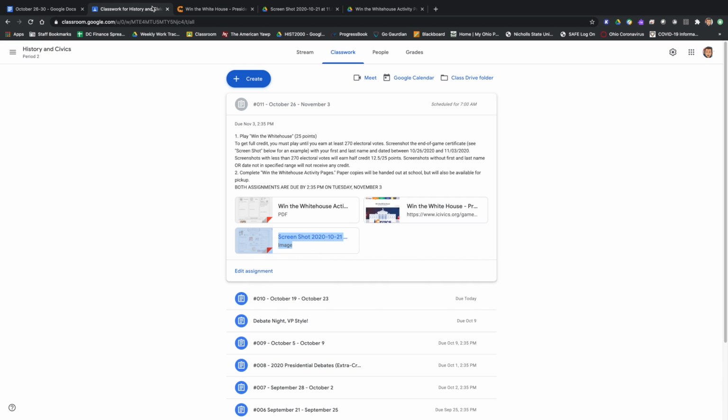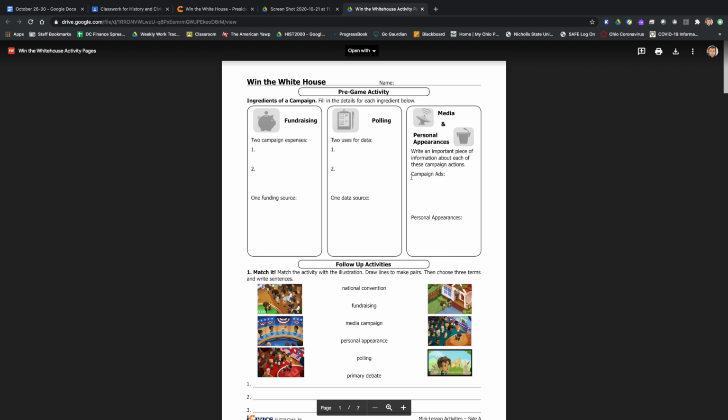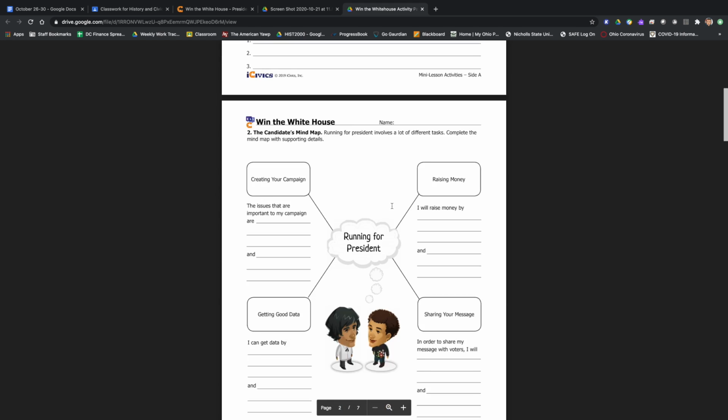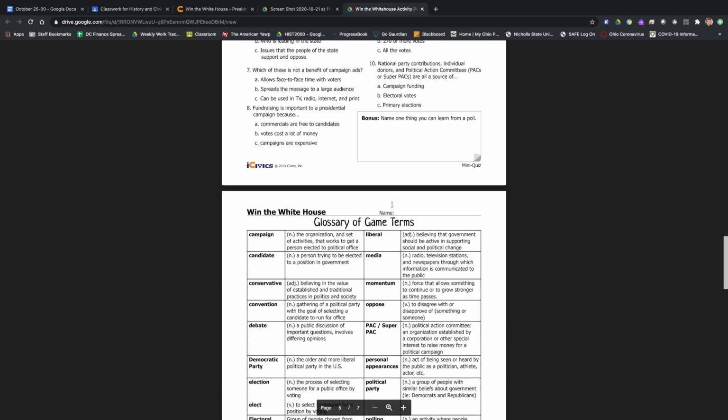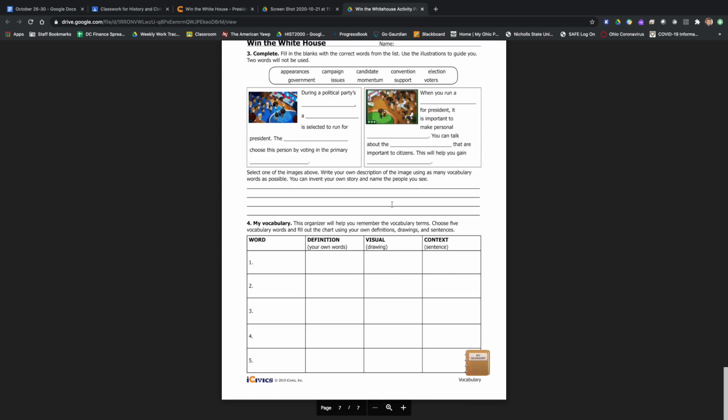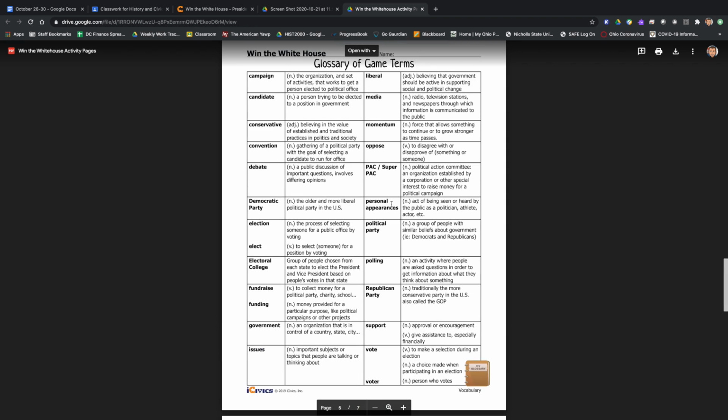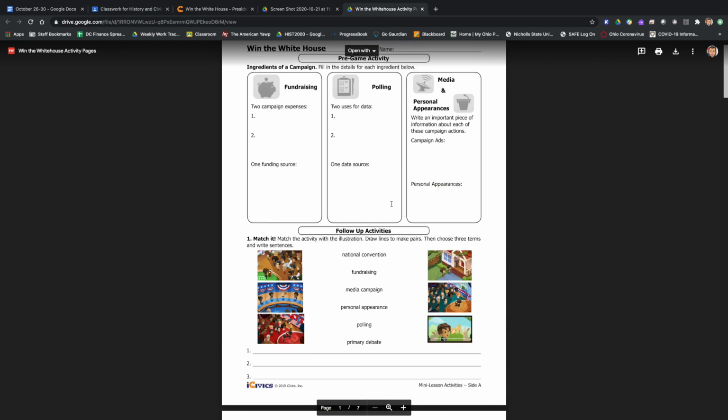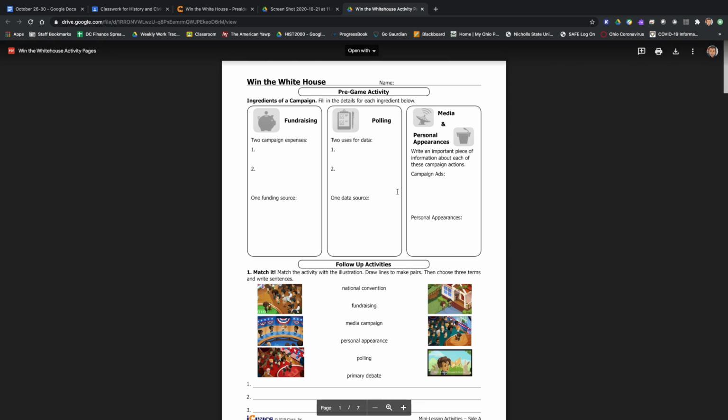The other half of your assignment is the Win the White House activity page. Now, I am going to suggest that you complete this as you go through the game. Now, it is somewhat long. There's a lot here, and that's why I'm giving you a couple extra days to get it done. All right, so let's kind of take a quick walk through this, let you see what you need to do.